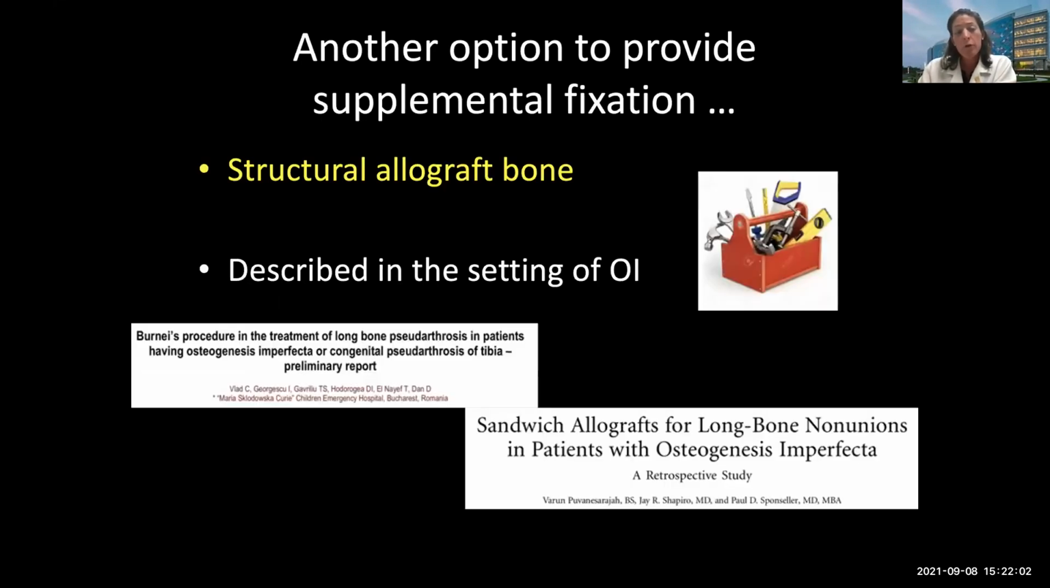So that brings up structural allograft as really another tool in the toolbox, and one way we think of it as a way to provide additional supplemental fixation. This has been described in all different parts of the world in this setting of OI, and it's an important tool to keep in mind.